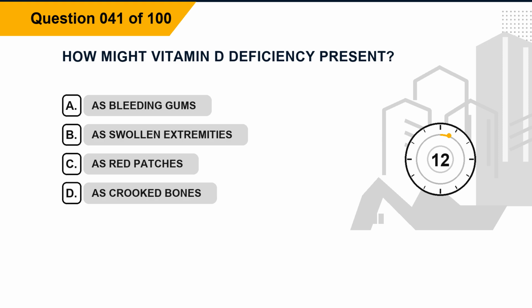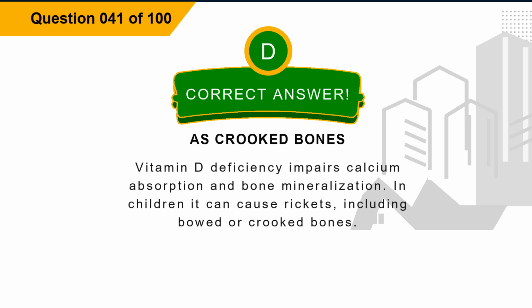Question 41. How might vitamin D deficiency present? Option A, as bleeding gums. Option B, as swollen extremities. Option C, as red patches. Option D, as crooked bones. The correct answer is option D, as crooked bones. Explanation: vitamin D deficiency impairs calcium absorption and bone mineralization. In children it can cause rickets, including bowed or crooked bones.